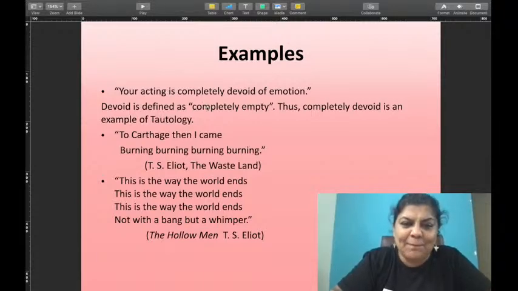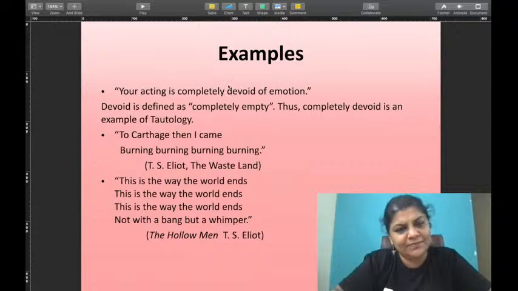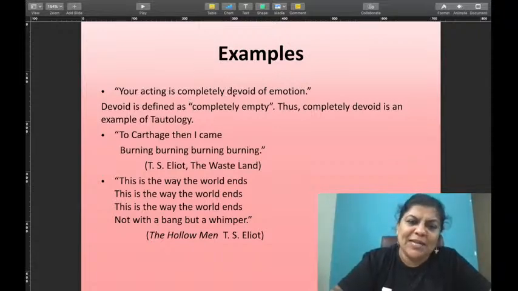Your acting is completely devoid of emotion. Why completely devoid? That is tautology, unnecessary repetition. Completely and devoid. It is completely empty, don't say. That is tautology. Empty means empty. There is nothing there.